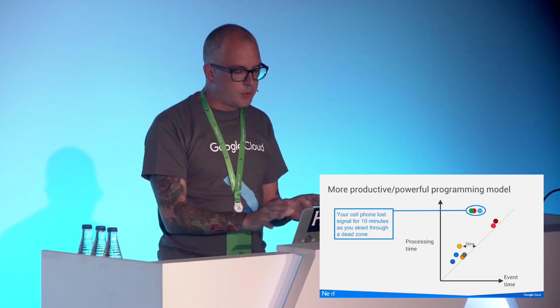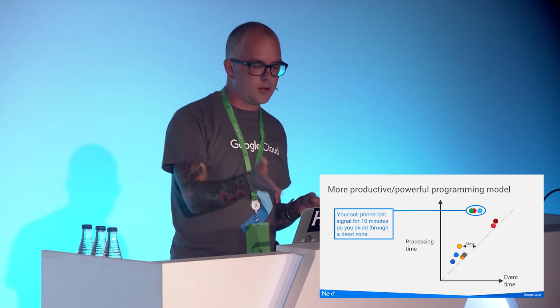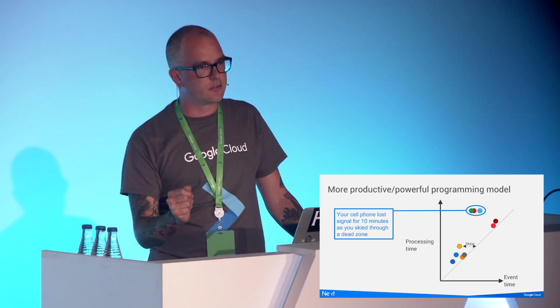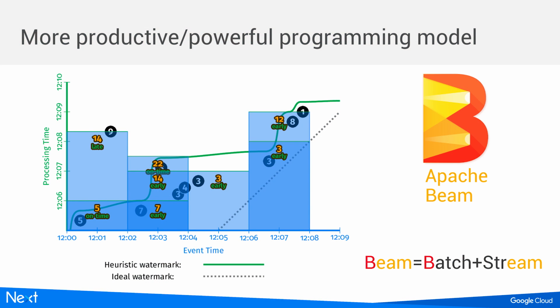A little bit about the event and processing time. In an ideal world, we would see that diagonal line there, that diagonal slope, that would be perfect. Every time something happens, we can process it instantly. In reality, this is not the case. I will give you an example now.